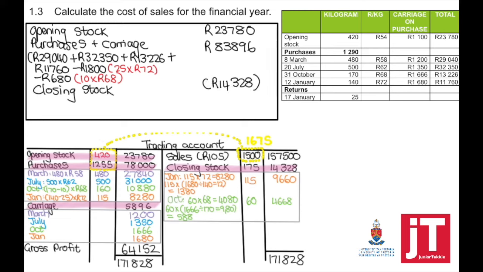Closing stock, we have calculated in question 1.2. Now we can calculate the cost of sales. Or if you look at the trading account, take the sales minus the gross profit, and that equals the cost of sales. You will get exactly the same answer.